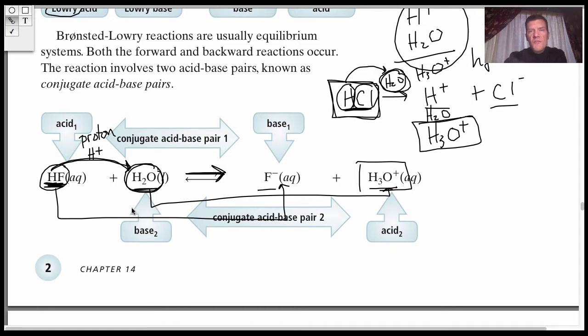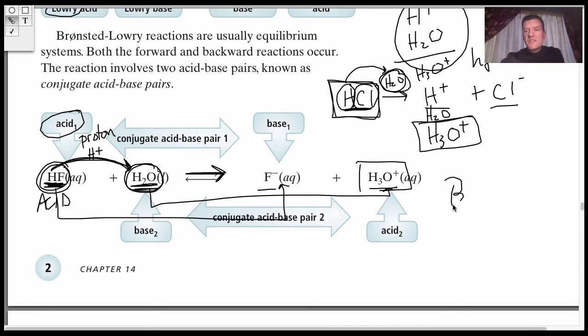So if we can figure out who is donating the H plus, then we know who the acid is. The HF is giving the H plus, the proton donor, to the water. So it is the acid. It is acting as the acid in the forward direction. The water is accepting the proton.